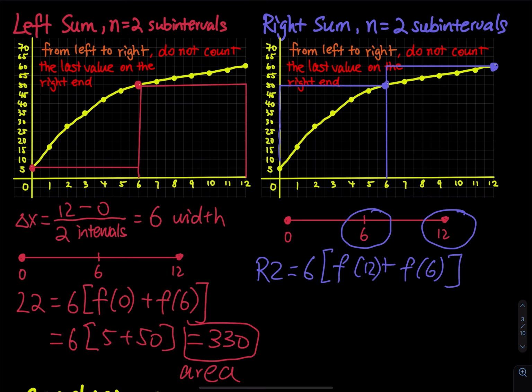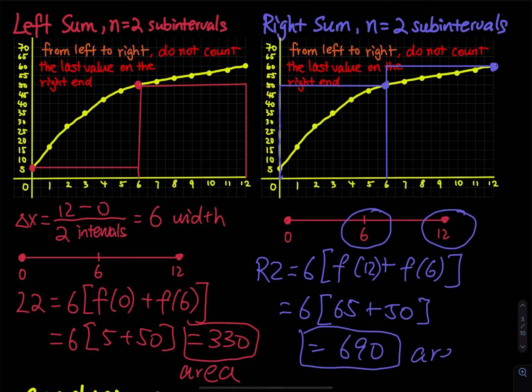And then we line up with a 0. So these are the two huge rectangles. So that is equal to 6. X equals 12, we have 65. X equals 6, we have a 50. So that is equal to 690. So this is your area.